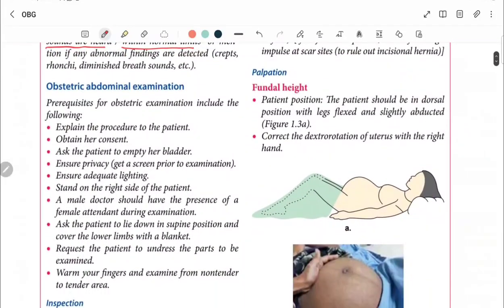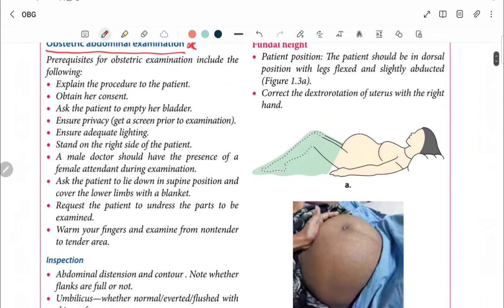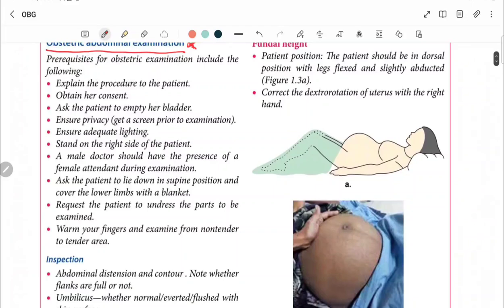Now coming to the obstetric abdominal examination, this is very important, guys. So the prerequisites for obstetric examination include the following. Explain the procedure to the patient. Then obtain her consent. Ask the patient to empty her bladder. Ensure privacy. Get a screen prior to examination. This step usually students forget. So before even starting your abdominal examination, just after getting consent, you need to ask the patient to empty her bladder so that it will be much easier.